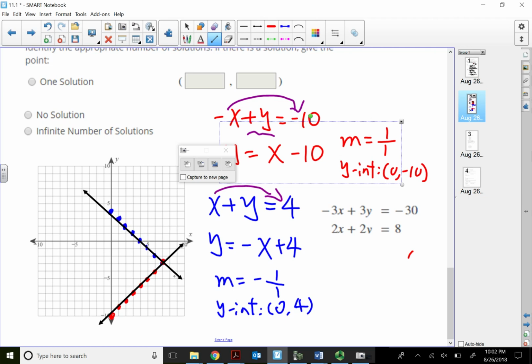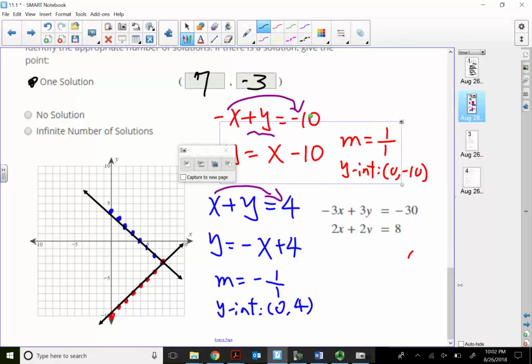All right, so they do intersect at one point, which is right here, which is 7, negative 3. Okay, that'll be right here. All right, that's my solution.